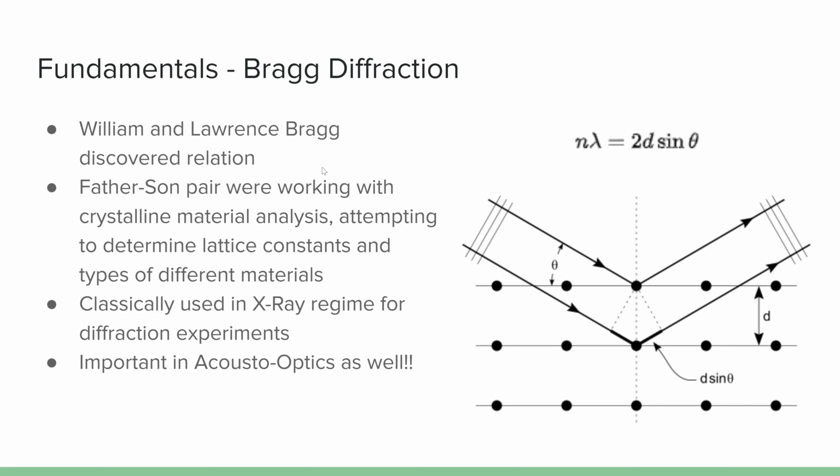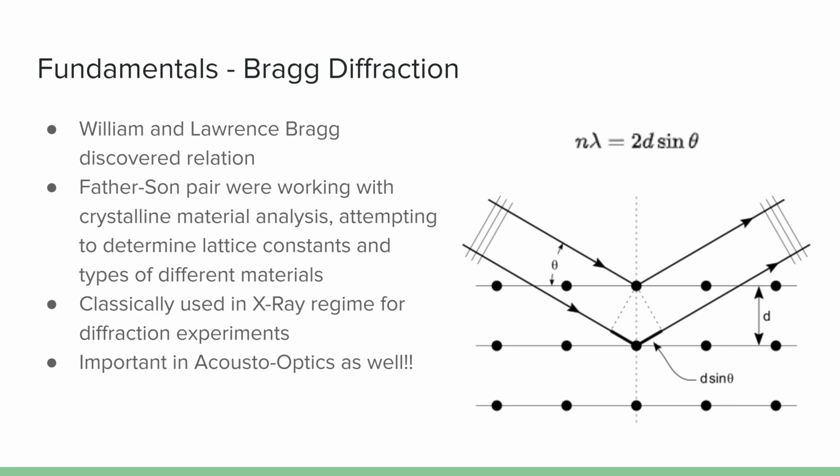So again, William and Lawrence Bragg discovered this relation. They were working on crystalline material analysis, largely trying to determine different parameters such as lattice spacing as well as lattice types of many different materials. Most of which, at least in their early experimentation, were actually just on basic salt, NaCl, the salt that everyone uses every day, because it has a very nice, very interesting crystal structure, and it was also just very widely available to them.